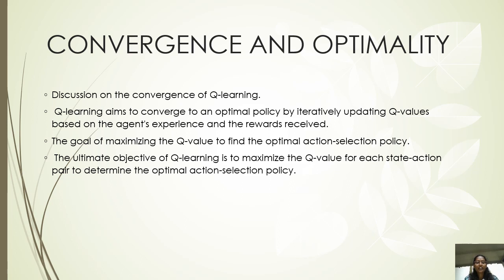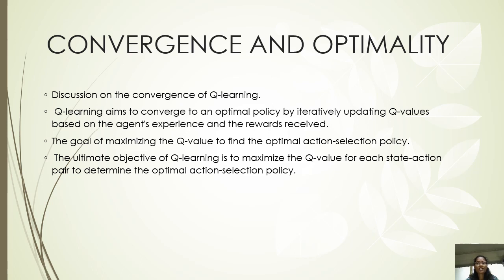Then the optimality of Q-learning: the goal is maximizing the Q value to find the optimal action selection policy. The ultimate objective of Q-learning is to maximize the Q value for each state-action pair to determine the optimal action selection policy. This is the convergence and optimality.